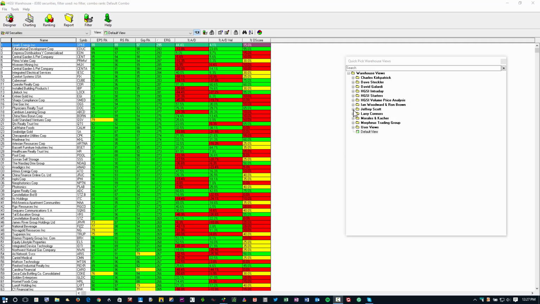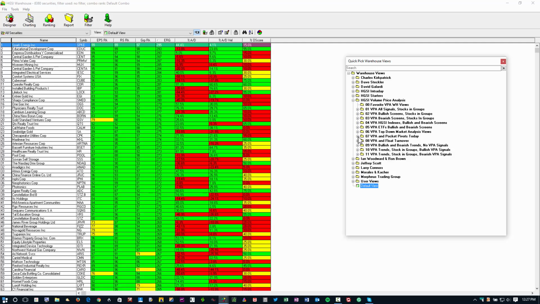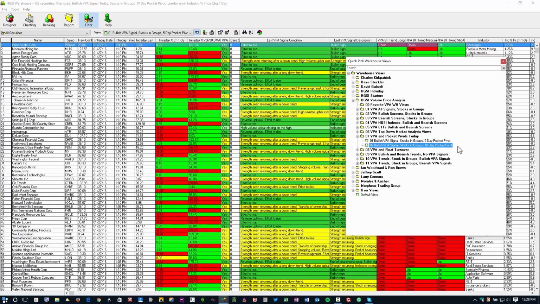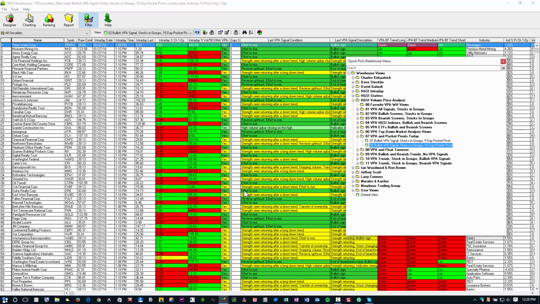In this video I'm going to show you one of the folders that I put together for you. This is a process called VPA and Pocket Pivots Today. Now I have the 5-day pocket pivot and the 10-day pocket pivot. Notice that this column right here is the days since the VPA signal.